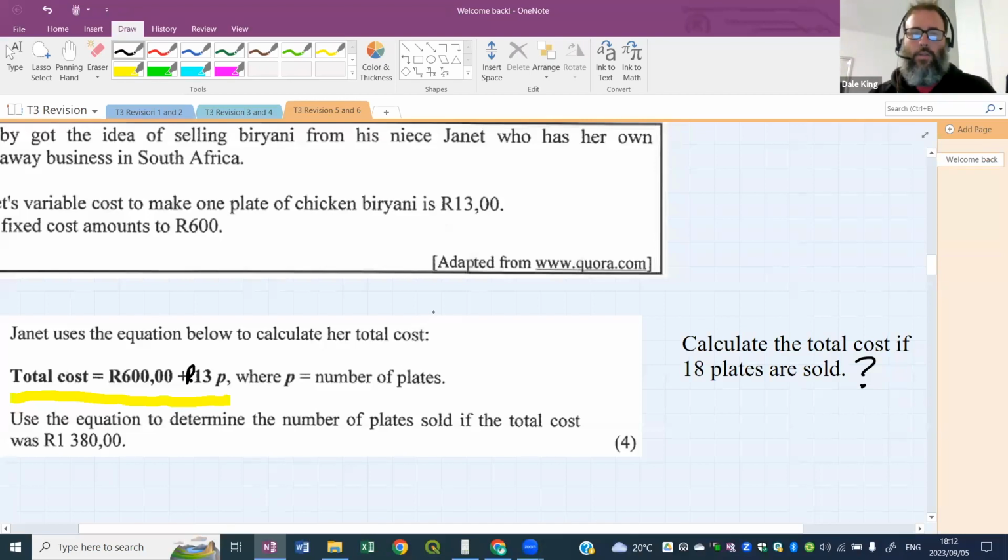So you guys get your paper, your pen, and your calculators out, start working it out. You use that equation, and I want you to work out what's the total cost if 18 plates of biryani is made. Should take you guys about a minute.